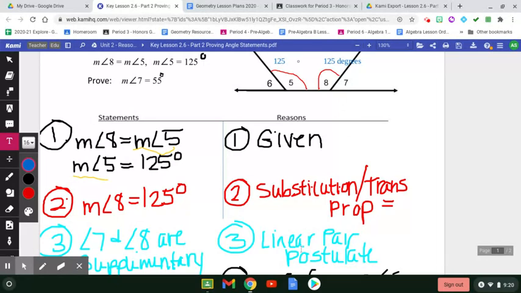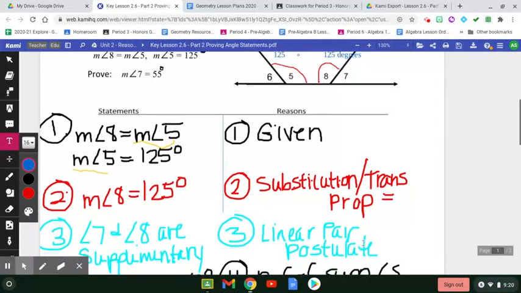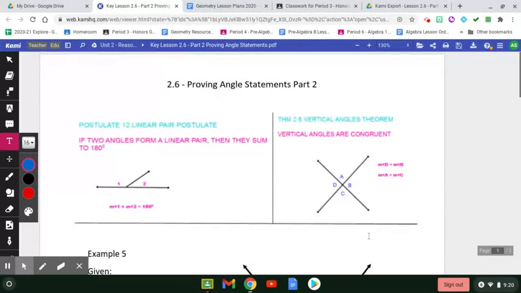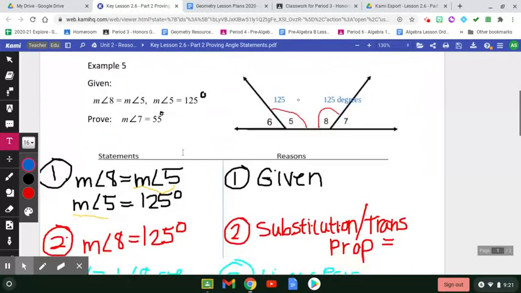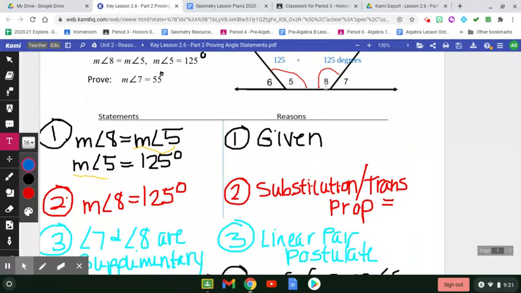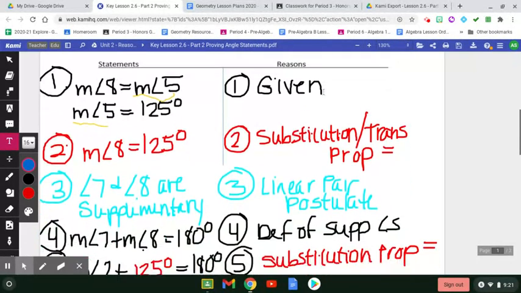So I'm going to be using the linear pair postulate, which is one of our new postulates up here at the top. I'm saying if I have a linear pair, then they have to sum to 180 degrees. Because of that, now I can say the measurement of angle 7 plus the measurement of angle 8 equals 180 degrees, and that's by definition of supplementary angles. So again, if I add up angle 7 and angle 8, I get 180 degrees.